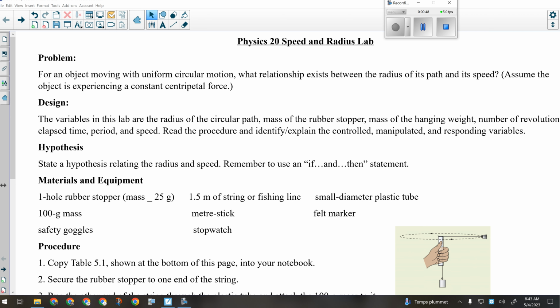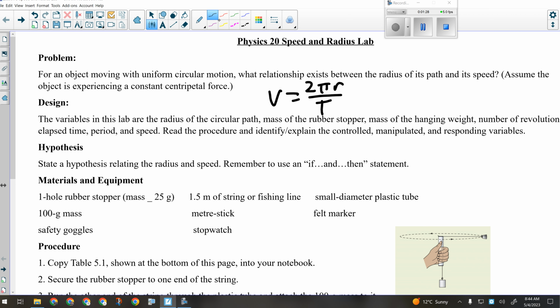All right, so what we're investigating here is the relationship between the radius of a circle and the speed at which the object travels in that circle. So basically we are looking at this formula. We are going to just be testing its validity, seeing what that relationship is. According to the formula, an increase in R should result in an increase in V. So that's what we're just trying to test.